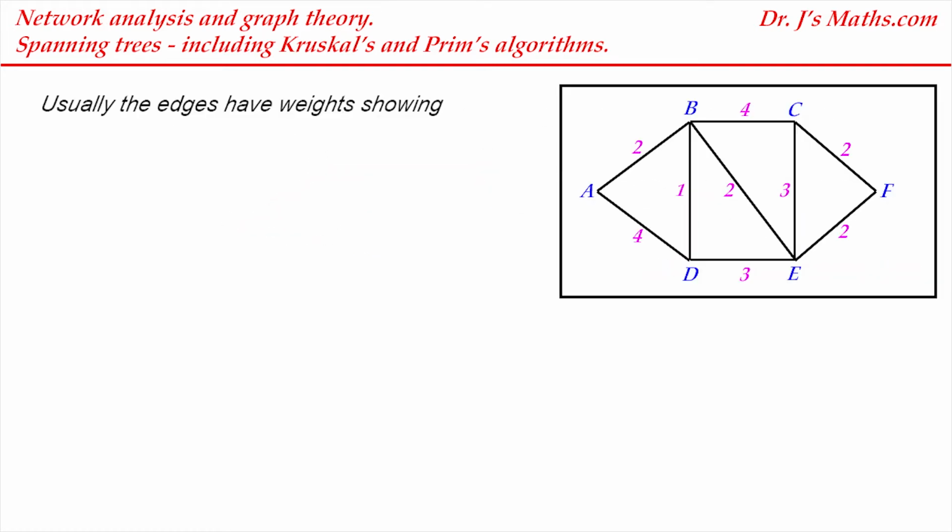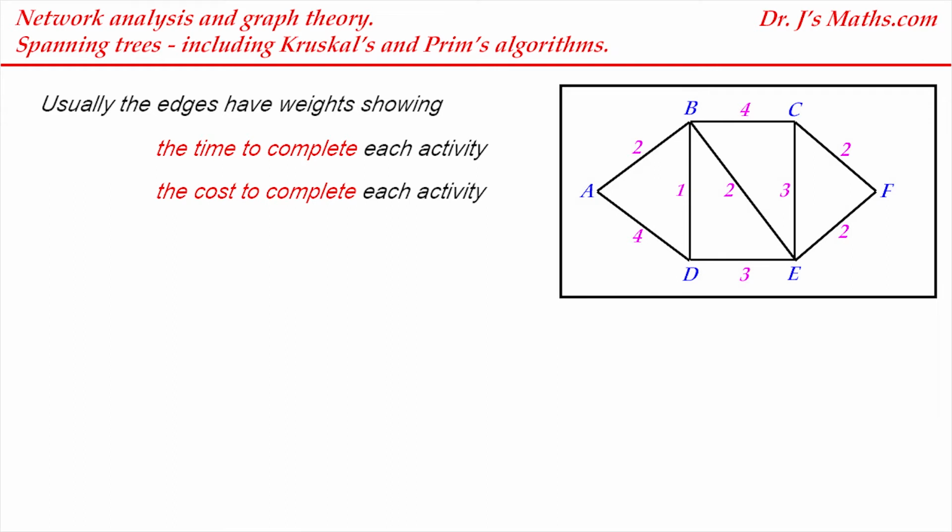Usually the edges in a network diagram have weights, and these weights written along each edge indicate to us the time to complete each activity, or maybe the cost to complete each activity, or the distance between locations. So the AB edge has a weighting of 2, and that might be that it's going to take 2 days to complete the activity that's going to be required from A to B, or it might be that the cost of that is $2 million, or the distance between A and B is 2 kilometres.